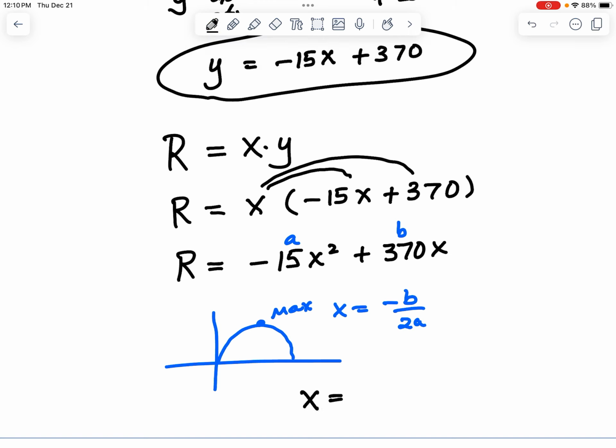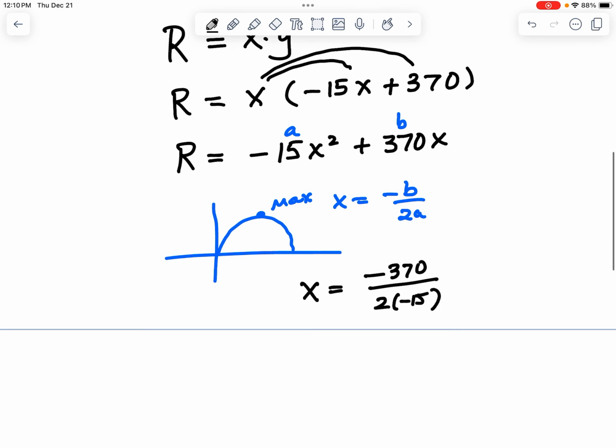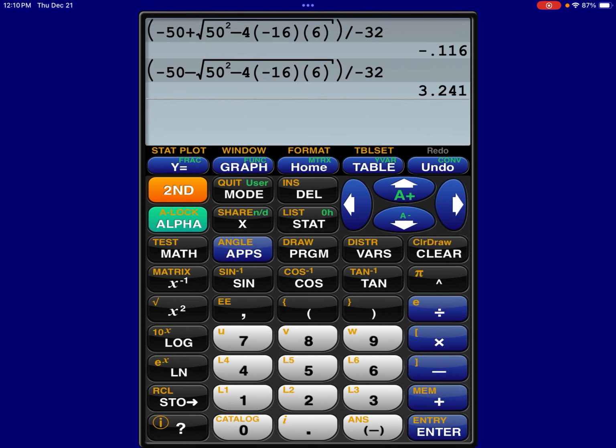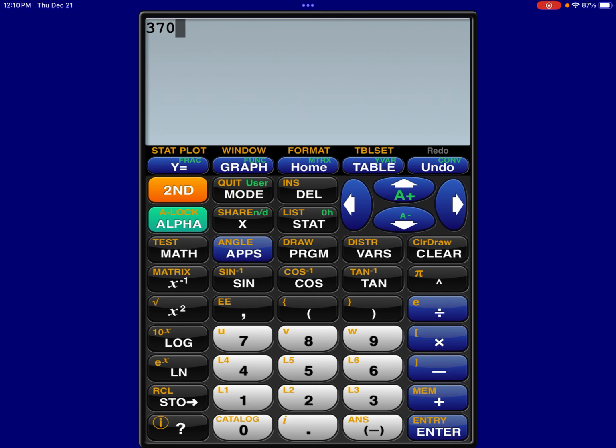So x equals negative 370 divided by 2 times the negative 15. And then, of course, the negatives are going to cancel. So I basically just need to know what is 370 divided by 30? So what is 370 divided by 30?